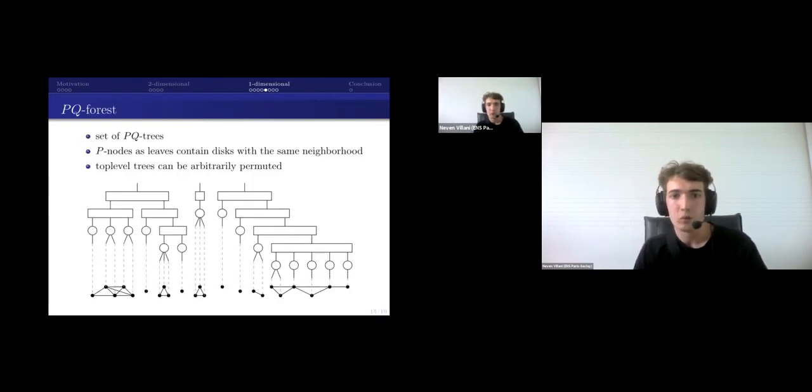In particular, we use a set of these trees, which we call a PQ forest. And here is one example of a contact trace. So this is all one dimension. And one PQ forest, which could be associated to a possible history for this contact trace.